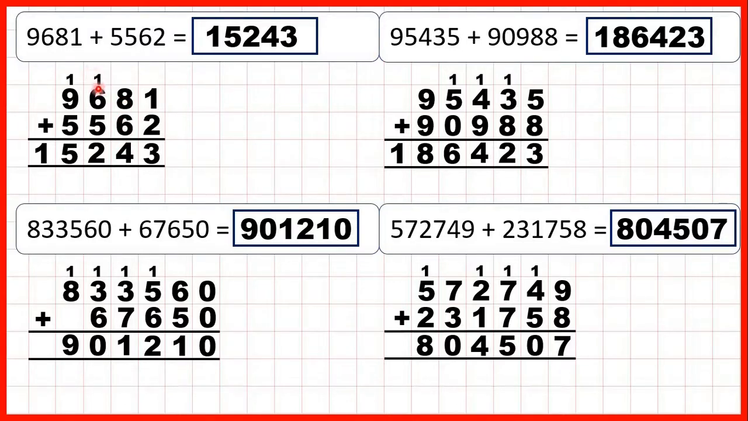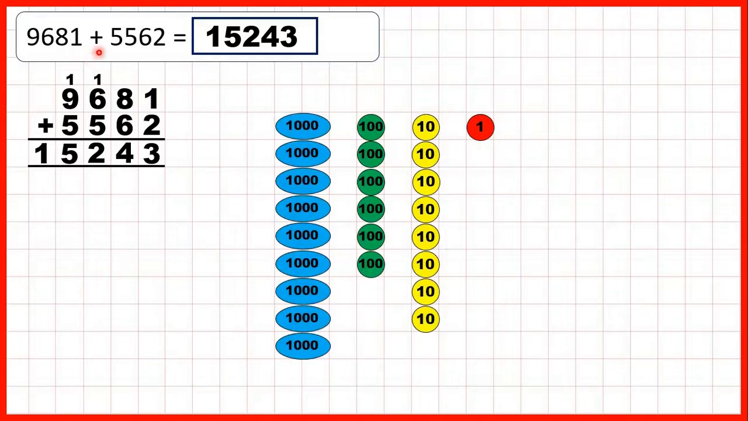Now to see why this method works, so why, if we get a 2-digit number, we need to write the first digit above the next place value column along, we can show these additions using place value counters. So first, we started with 9,681. So that's 9,000s, 600s, 8 10s, and 1 1. We start by adding the smaller place values, so first we added 2 1s to get 3 ones, but then we needed to add 6 tens.